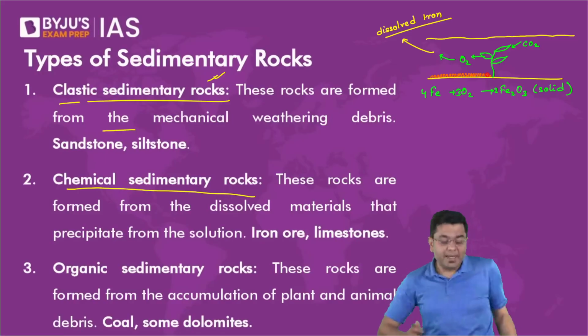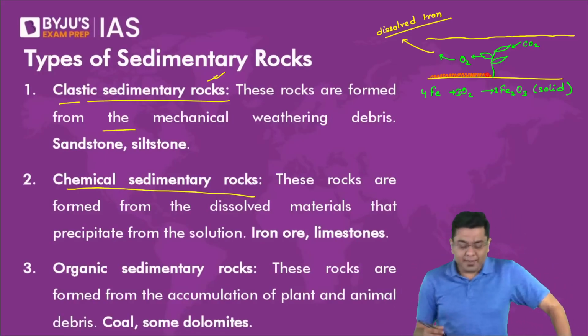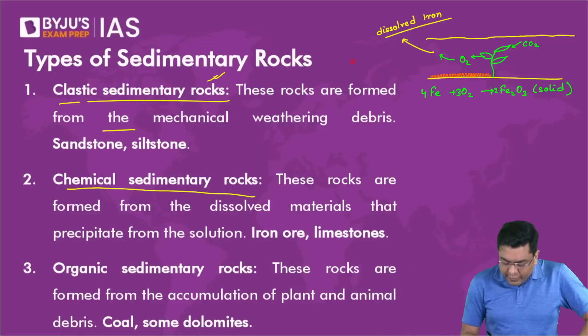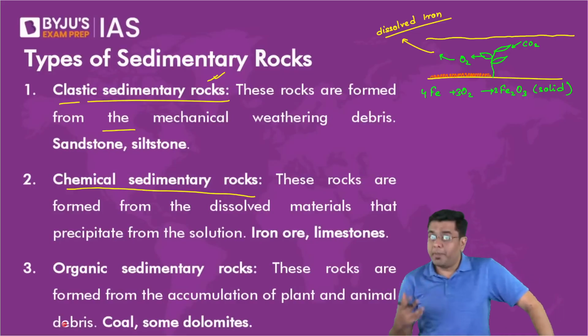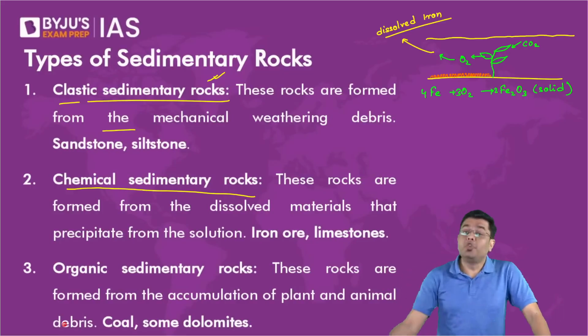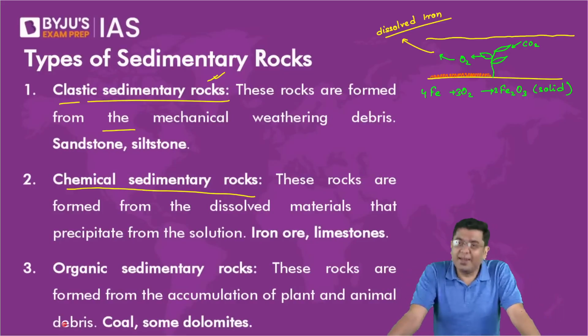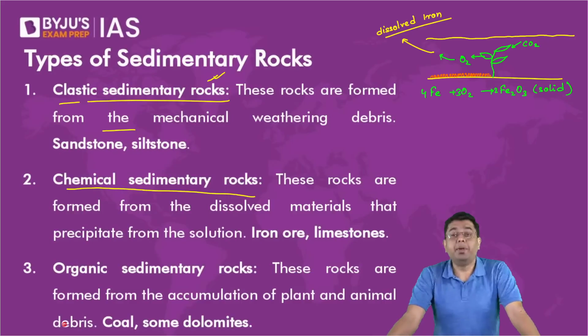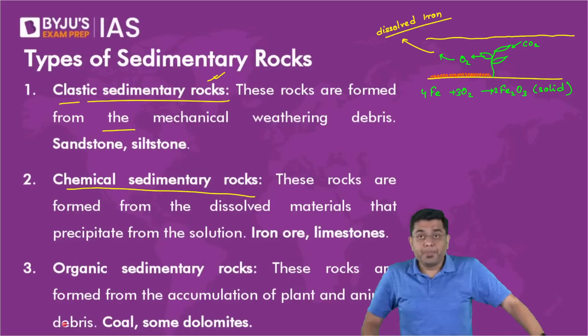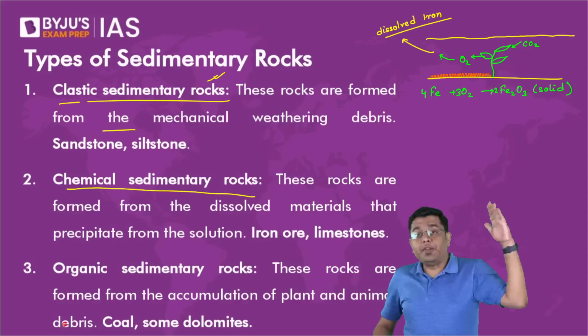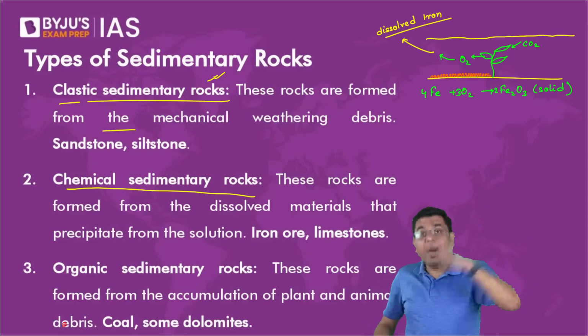So this is basically the case of chemical sedimentary rocks, where the formation has been initiated due to a chemical reaction. Then you have organic sedimentary rock. For example, take the case of coal. Now, how is it that coal is formed? Coal is formed when you have the trees, they die.